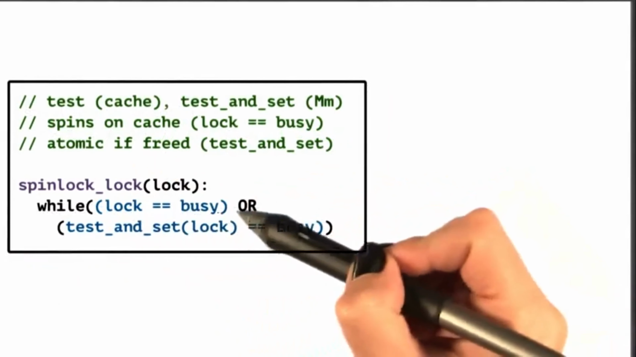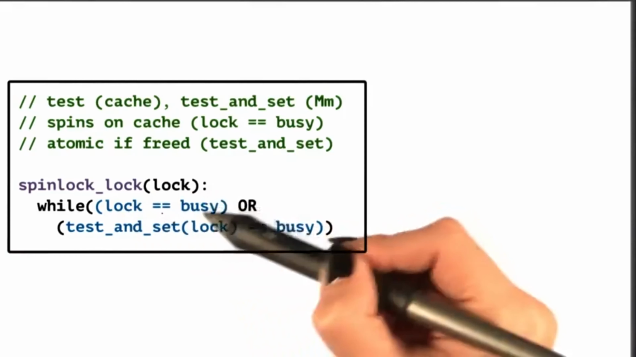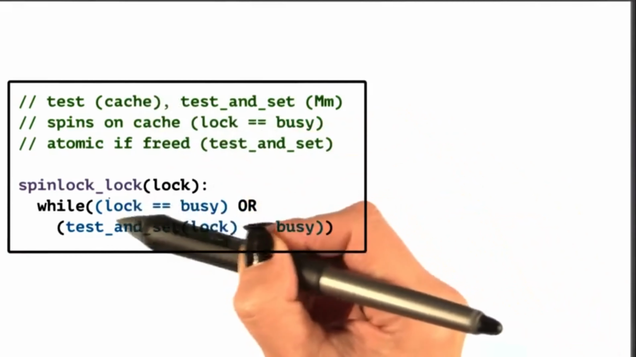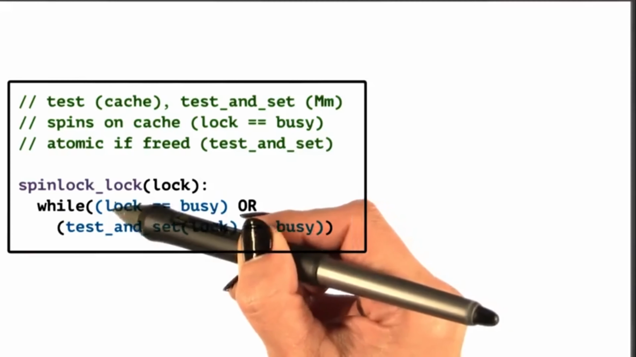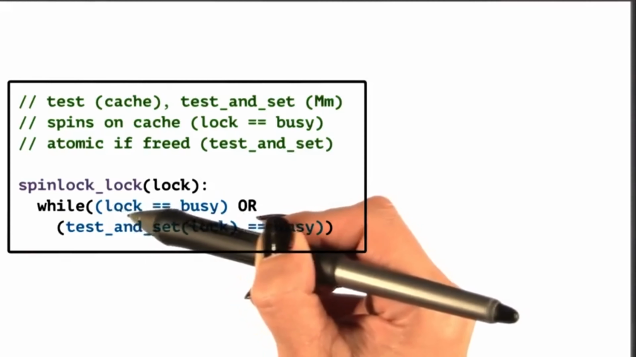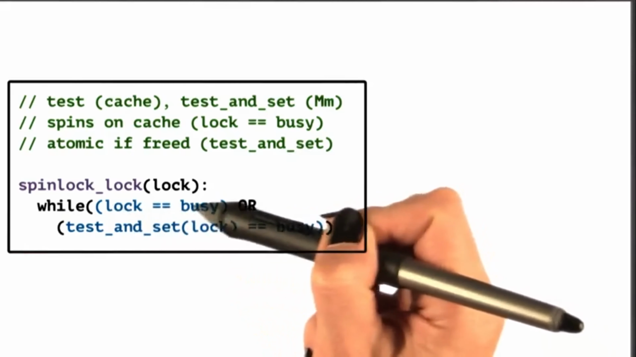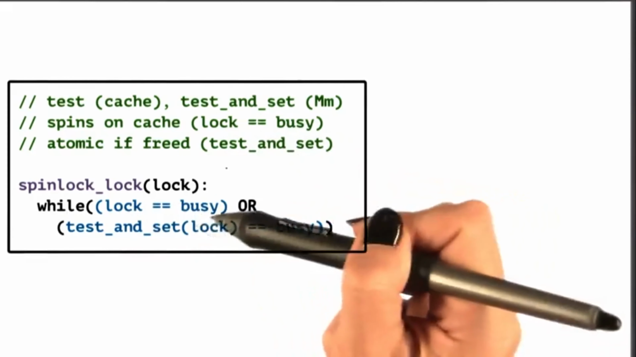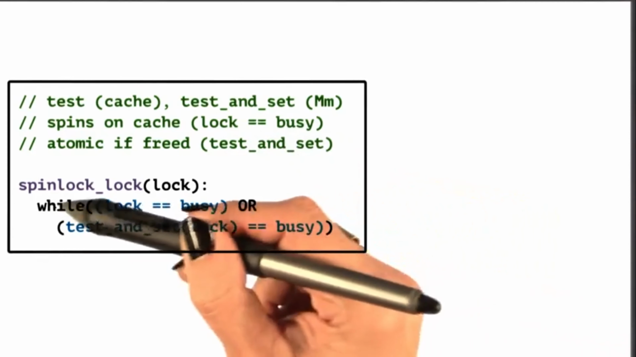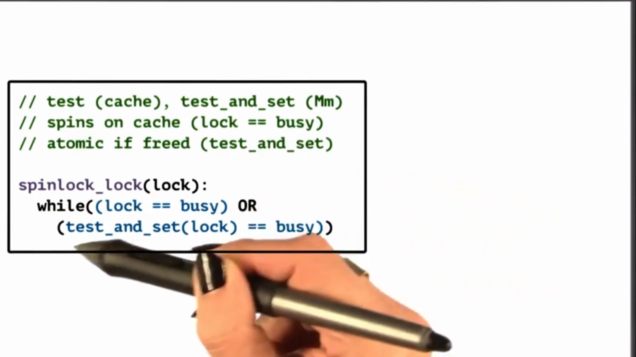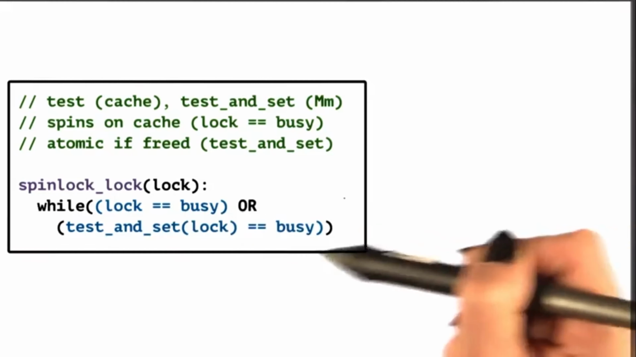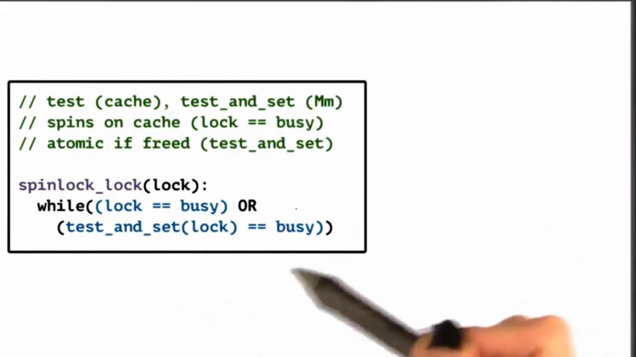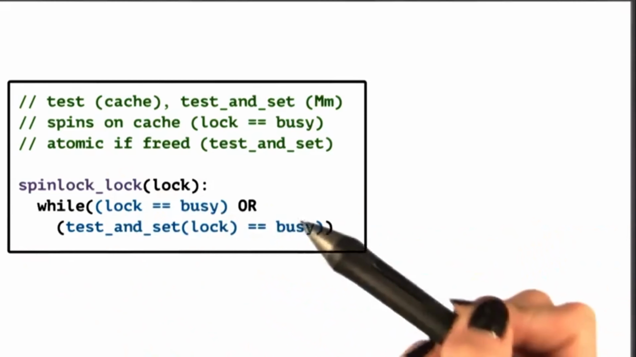The first part checks if the lock is busy. This checking is performed on the cached value, so this does not involve any atomic operation. We're just checking whether a particular memory address is set to 1 or 0, so it's busy or free. On a system with caches, this will clearly hit the cache. As long as the lock is busy, we will stay in this while loop. We will not evaluate the second part of this predicate. So if the lock is busy, this is 1, this is true, the entire predicate is true, so we will go back in the while loop.